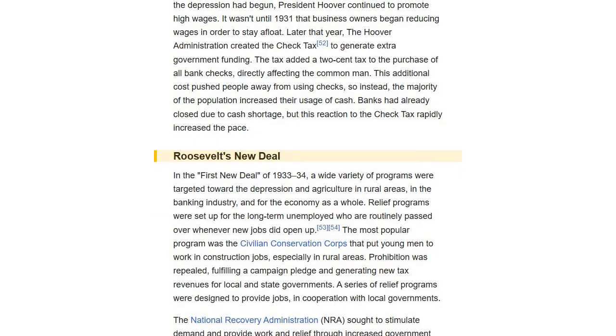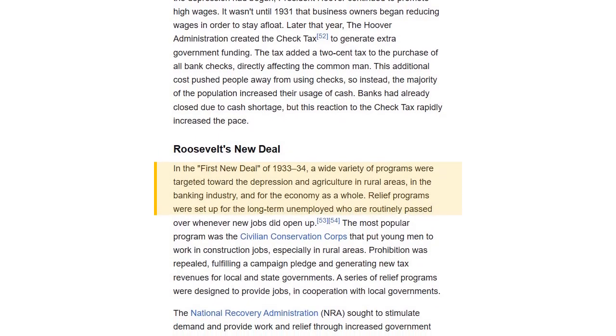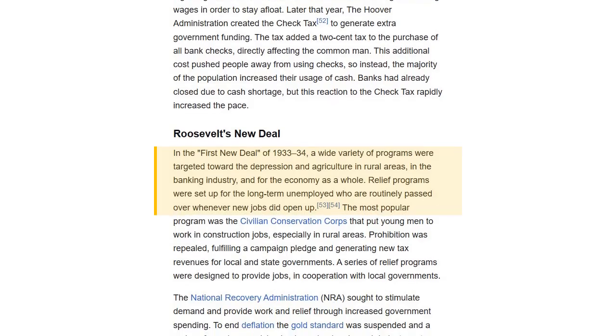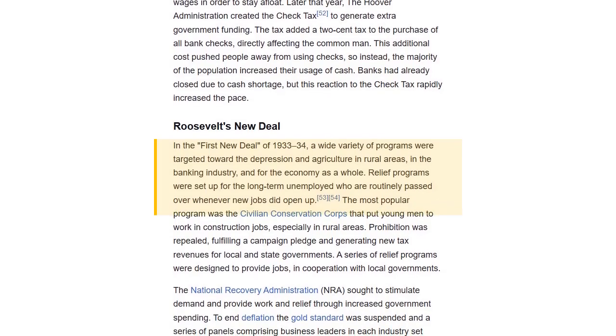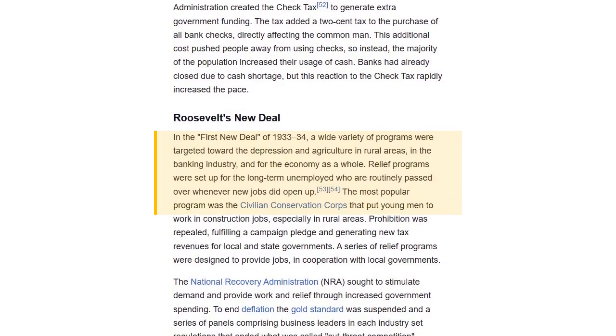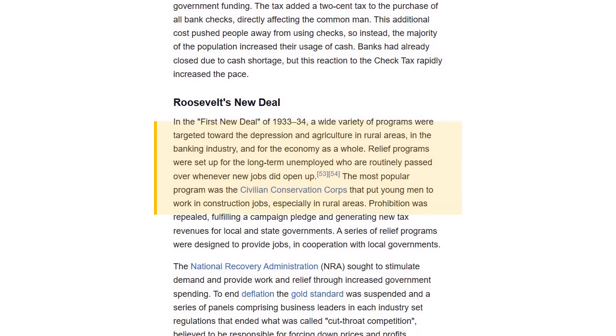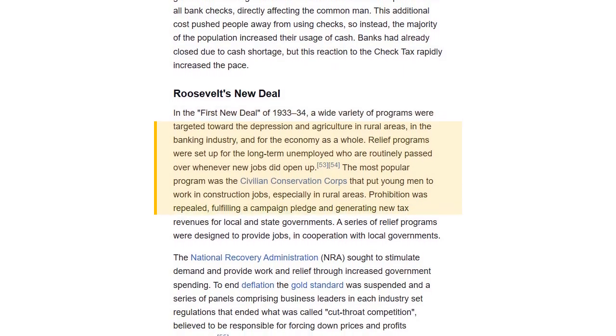Roosevelt's New Deal. In the first New Deal of 1933-34, a wide variety of programs were targeted toward the Depression and agriculture in rural areas, in the banking industry, and for the economy as a whole. Relief programs were set up for the long-term unemployed, who are routinely passed over whenever new jobs did open up.